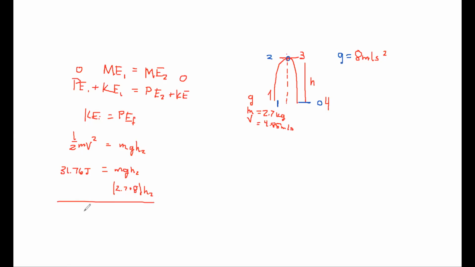It's going to be 21.6. And that would technically be newtons because that's mass times acceleration. So we have 31.76 over 21.6 equals the height. All right, so go ahead and calculate that. 1.47. So this is equal to 1.47 meters high.